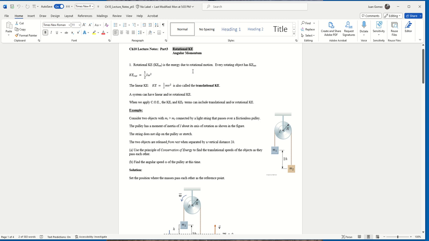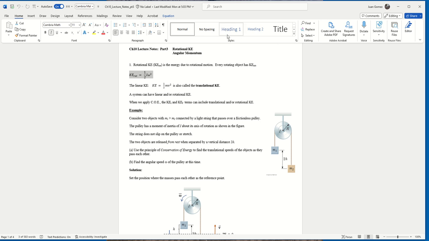Remember, kinetic energy is the energy due to motion. Well, if something's rotating, it's moving, so it's going to have kinetic energy. We call this rotational kinetic energy, or KE with the subscript ROT for rotational. It's the energy due to rotational motion. Every rotating object has rotational kinetic energy. If it's rotating with some angular speed omega and has a moment of inertia I, rotational kinetic energy is simply 1/2 I omega squared.